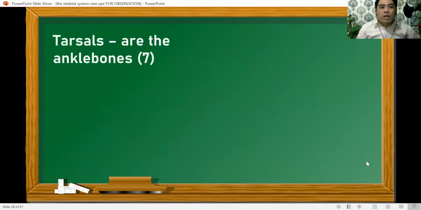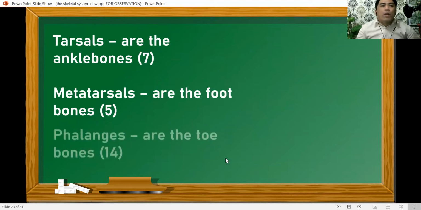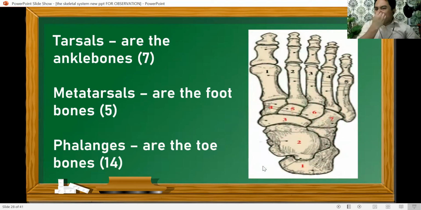Next, we have the tarsals are the ankle bones. 7 bones. The metatarsals are the foot bones, 5. And the phalanges are the toe bones, which is made up of 14 bones. Yan. So parang yung sa kamay lang din natin. Ang tawag sa paa natin, sa mga bones, tawag doon sa ankle bones ay tarsal. Metatarsals naman yung foot. Pero pag sa kamay, carpals. Diba? Metacarpals. Pero pareho lang sila sa fingers. So sa toe naman, phalanges din. 14 bones. Yan.